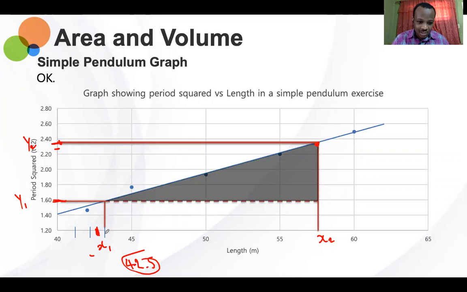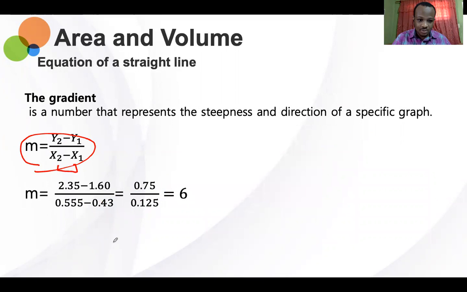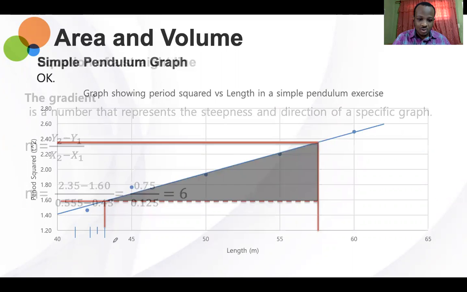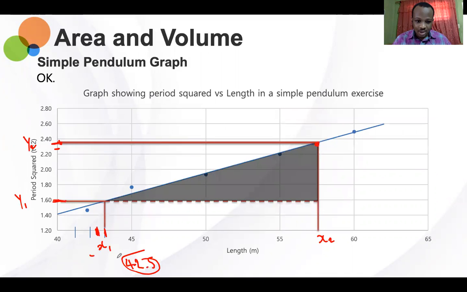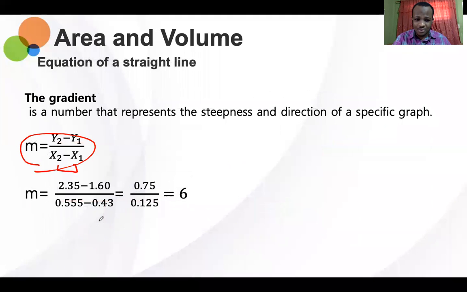So therefore, this would be about 43. Yeah, 43. So that would be our x1, 0.43. Now, if you realize we have 43 here, we have 43 here, and then we have 0.43. Somebody want to tell me why?